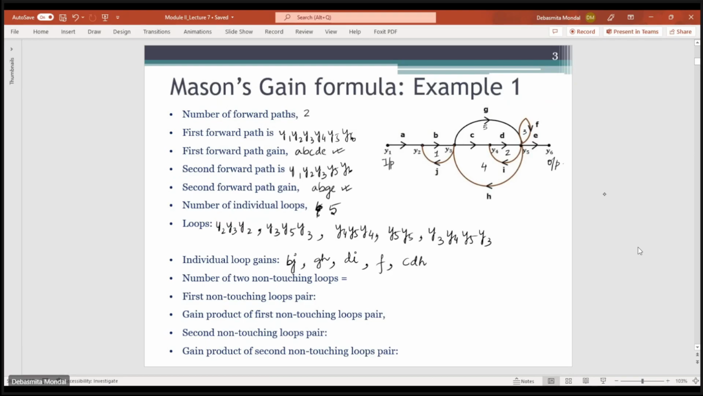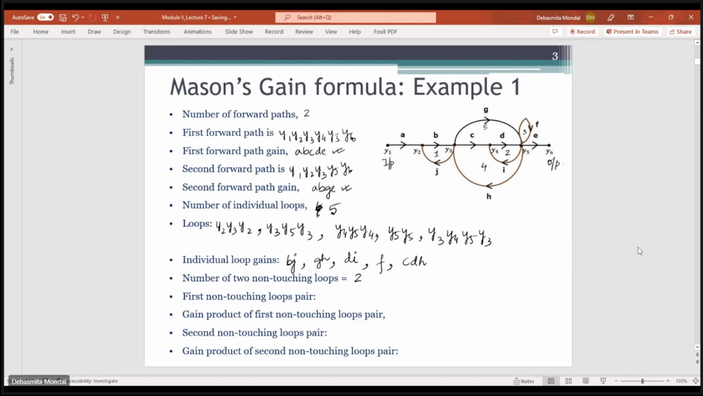Another pair of two non-touching loops is loop number 1 and loop number 3. These two are also not touching each other. But if you consider the other loops, loop number 4 and 5, you see that loop number 4 is touching all the other loops. Similarly, loop number 5 is also touching all the other loops. So they will not be considered as non-touching loops. So the number of two non-touching loops is 2.